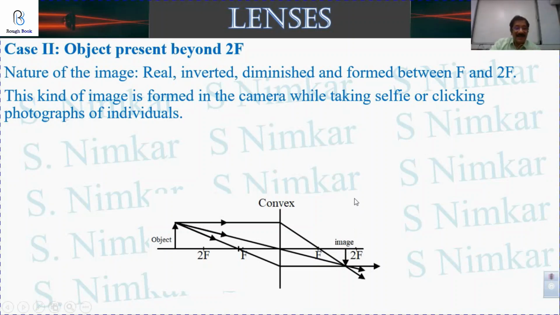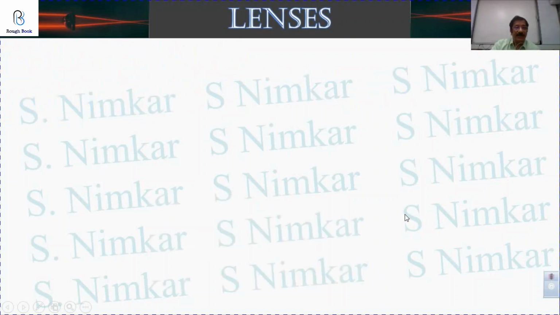Now, the next case is when the object is at 2F. As you move from infinity towards the lens, the image on the other side will keep on moving away and it starts increasing in size. So let us go to case 3 when the object is at 2F.